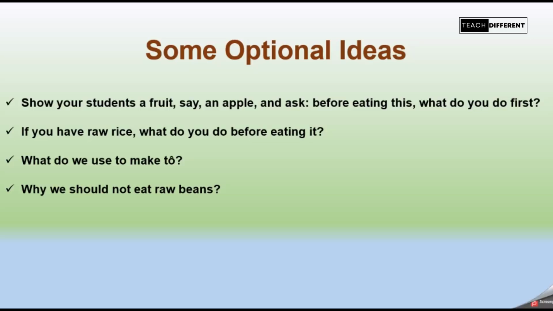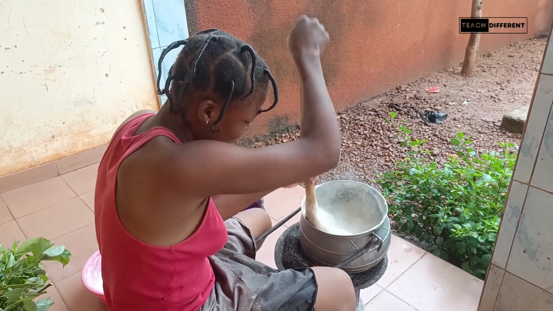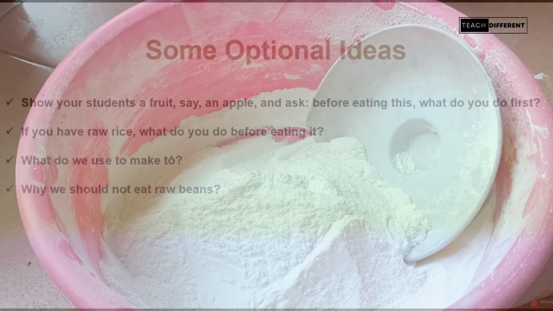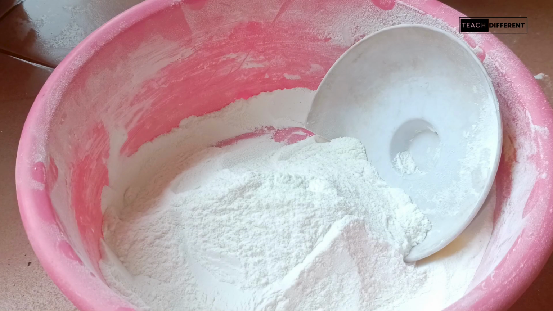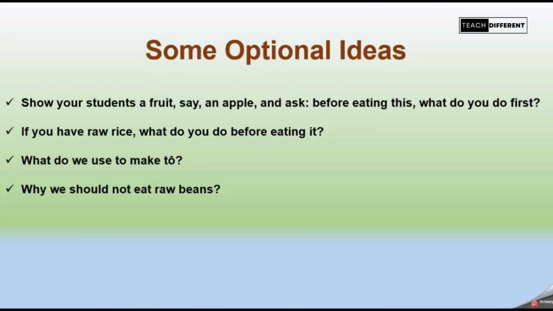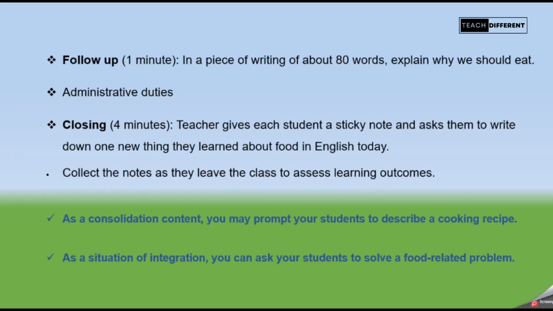And there are other questions. For example, how do we make dough? What do we use to make dough? Normally, they should be able to tell you, or the class, that we use corn flour to make dough. We use maize powder to make dough, etc. These are optional activities. Now you give them homework, like a piece of writing of about 80 words, explain why we should eat. And then you take your administrative duties and you close the class.